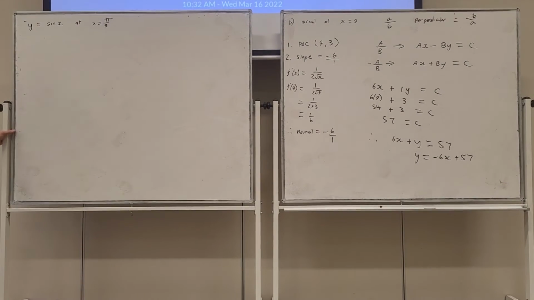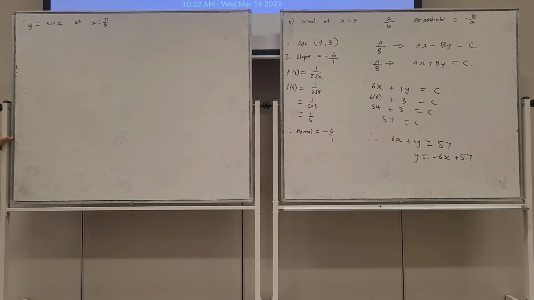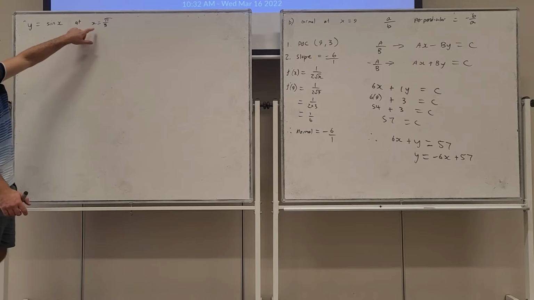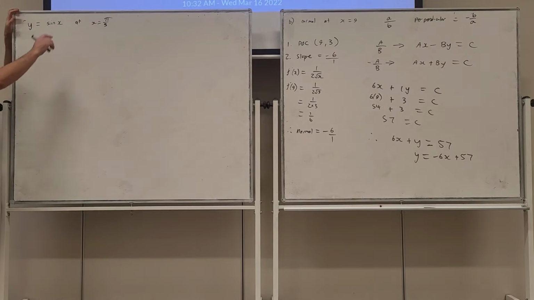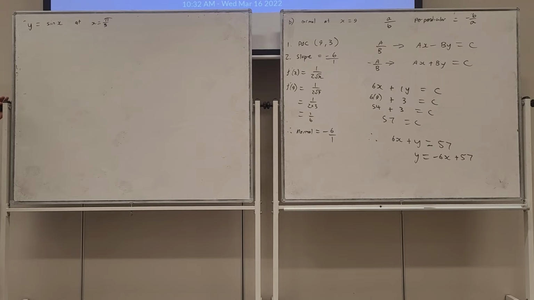Now, we're up to finding the normal. That's asked us for the normal at x is pi on 3. Okay, the normal to sine x at x is pi on 3. So this is where Year 12 gets a bit more complex. We're not just dealing with quadratics, we start to deal with trig and exponentials and logarithms and so forth. Okay, same process still applies.